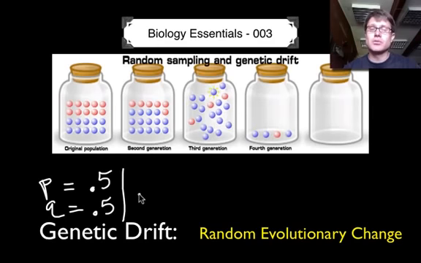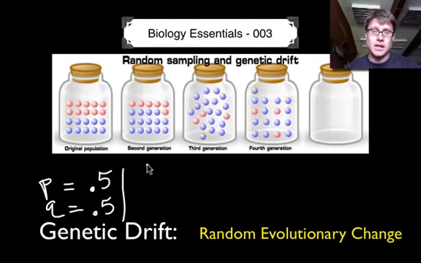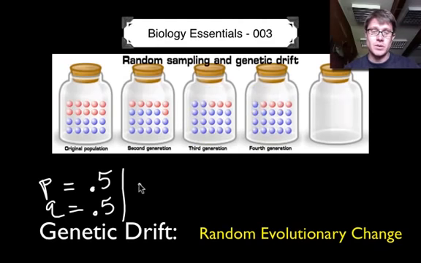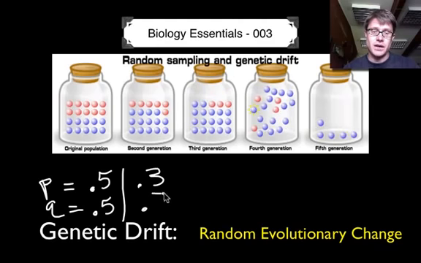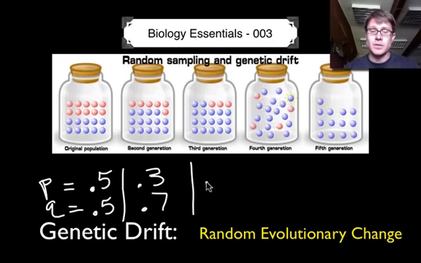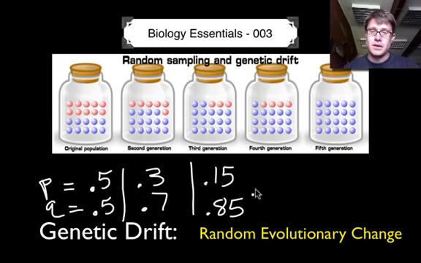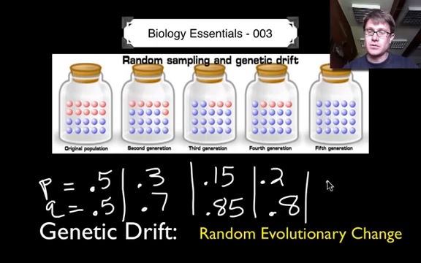Now we randomly choose, or we have sex, from that original population to create the second generation. We get this remixing of the genes, and you can see in the second one that our allele frequency has dropped quite a bit. It's now, of the dominant, 0.3, and of the recessive, 0.7. On the next one, it drops even more. What's making it drop is simply chance. Now it's 0.15 and 0.85. Now it goes to 0.2 and 0.8. And then eventually it goes to 0 and 1.0.